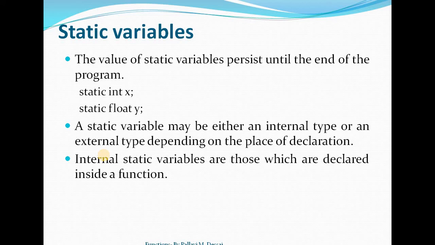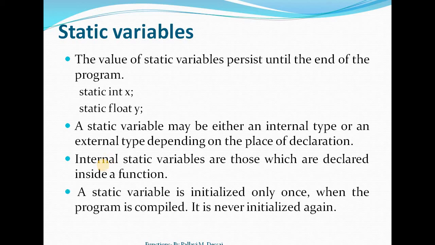Internal static variables are those which are declared inside a function. A static variable is initialized only once. This is the most important thing to be remembered about static variables: a static variable is initialized only once when the program is compiled. So once you write a program, save it and compile it, it is for the first time the variable will get initialized, and every time you run the program, the previous value will be used. It will not get initialized to 0 again and again. It is never initialized again.